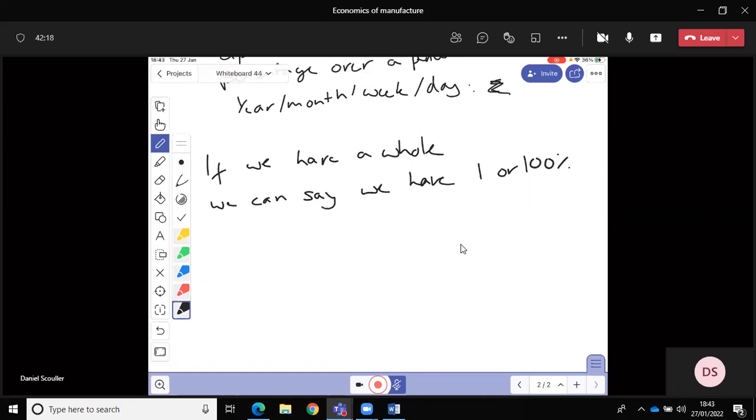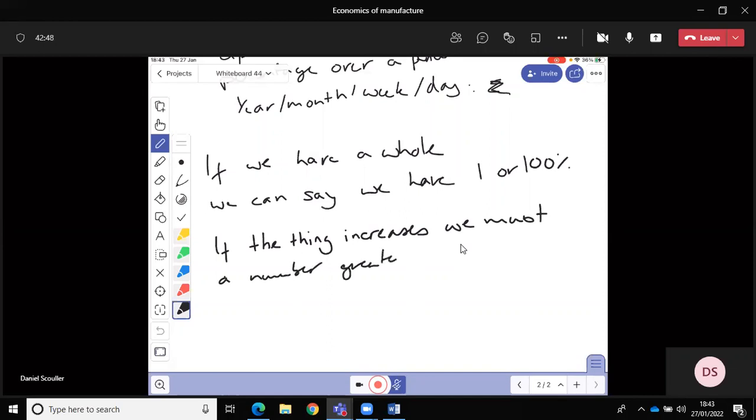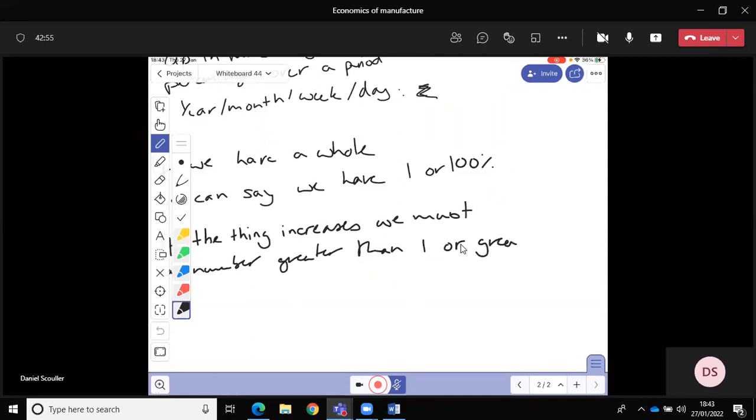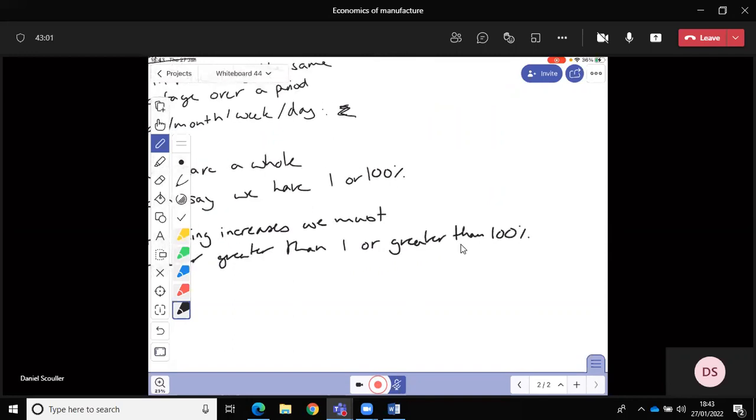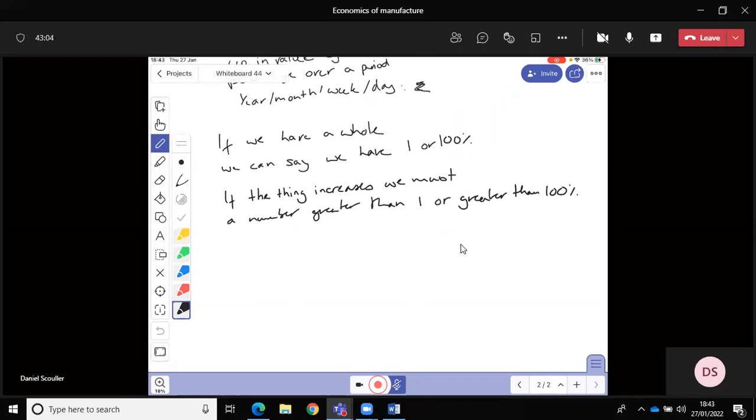And this will make sense. So from where we start, we must have a number greater than 1 or greater than 100%.